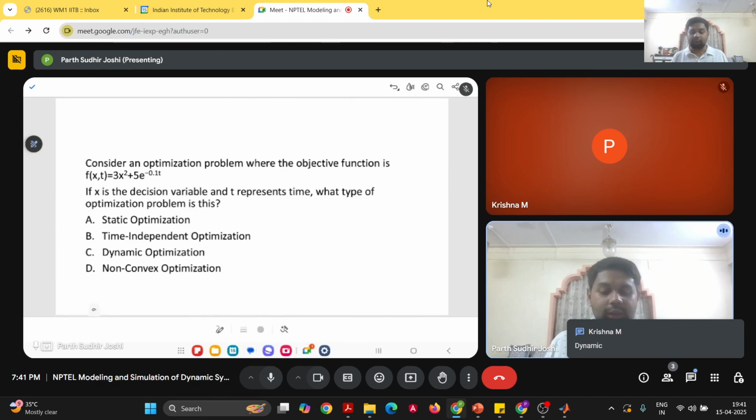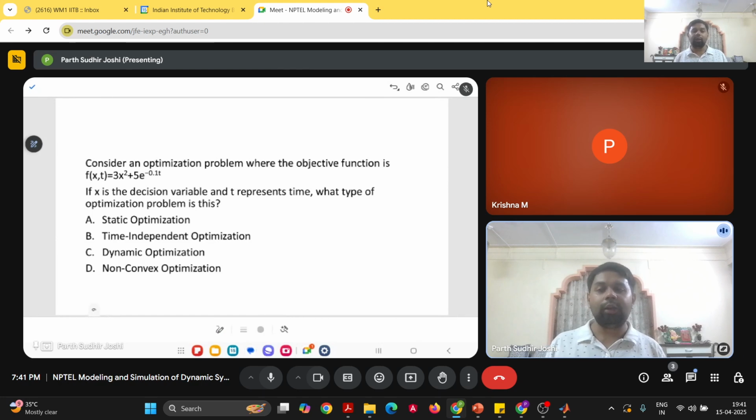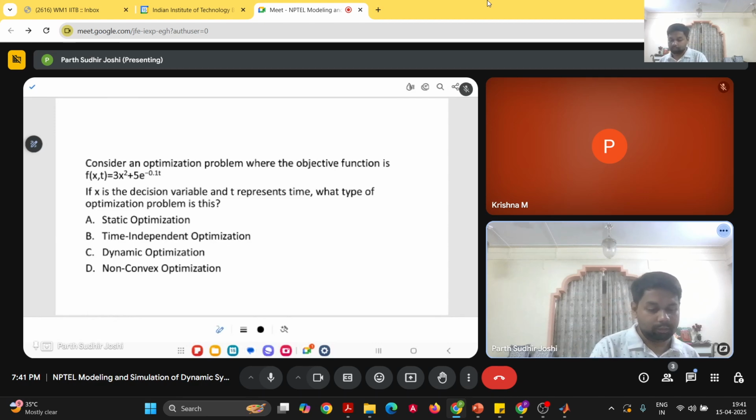So you're correct, it's a dynamic optimization problem. Why? Because time is explicitly coming into the objective function. The second term in the objective function, 5 e to the power minus 0.1 t, explicitly involves time. So the objective function varies with time. That is why it is called dynamic optimization. It actually depends on time. So the correct answer to this question is option C.